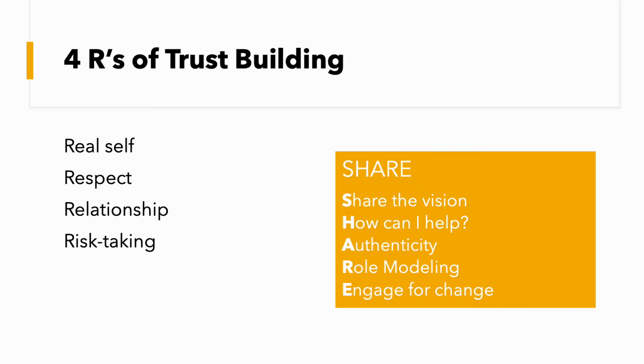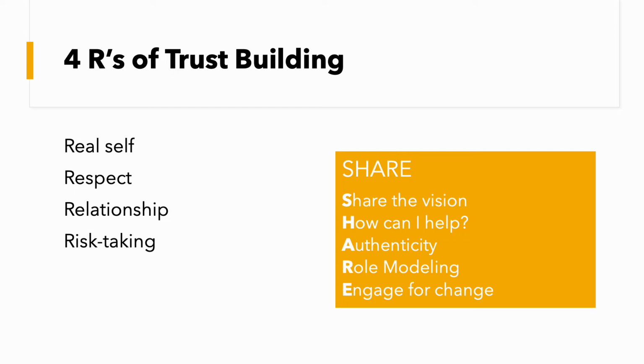Building trust could be seen as 4 R's. R for real self. Saying what you mean, doing what you say, owning what you do. Respect. How someone behaves, how they talk to other people. Do they say one thing and do another? Relationships. Engaging with staff on a personal level and having a willingness to listen. An R for risk-taking. Encouraging risk-taking and supporting things if they go wrong, knowing you can be dependable.